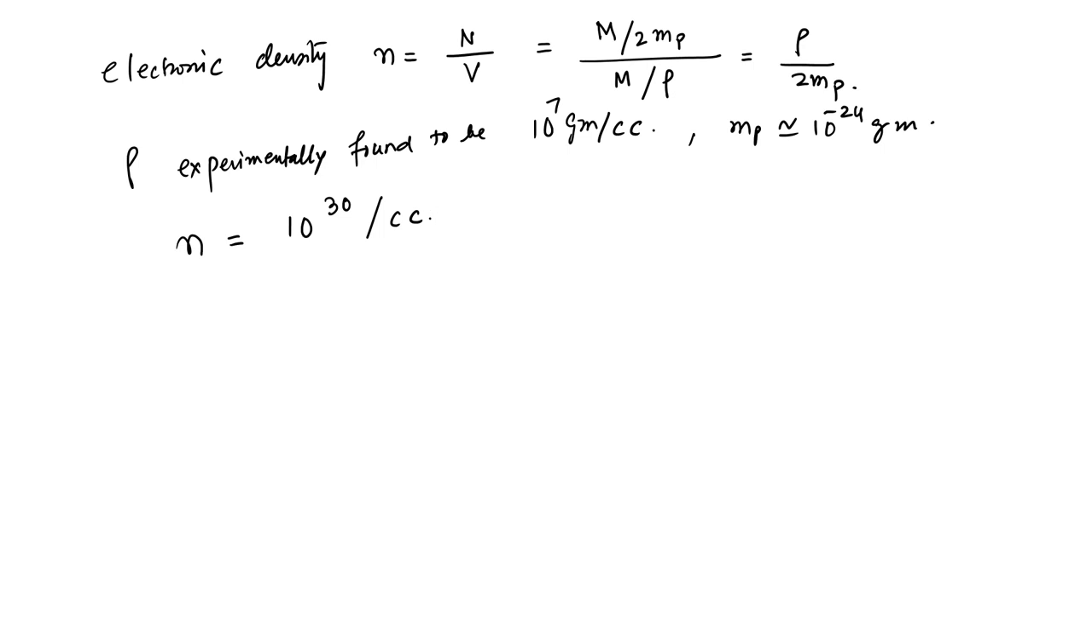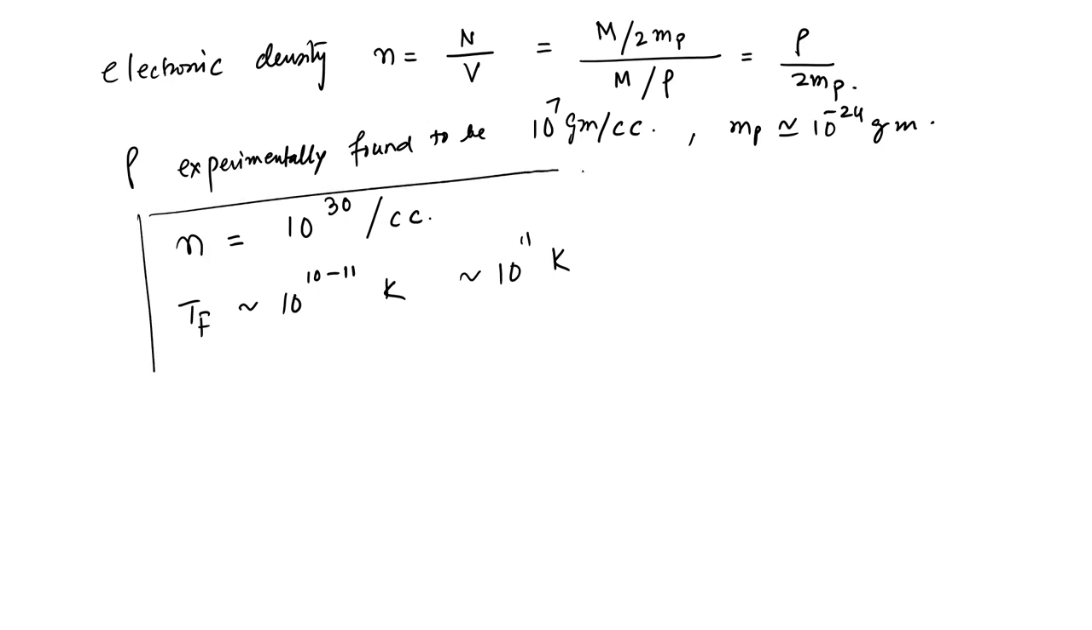And this would give you a Fermi temperature, because the Fermi temperature is proportional to N to the power 1/3. And then, if you put everything, the Fermi temperature actually comes out to be of the order of 10 to the power 11 Kelvin, okay. Let me stop here for a moment and say that the density being 10 to the power 30 per cc and the Fermi temperature being 10 to the power 11 really talks about a degenerate Fermi gas.